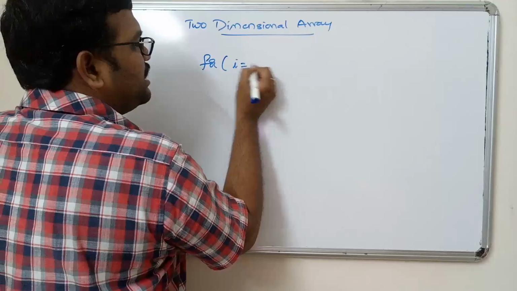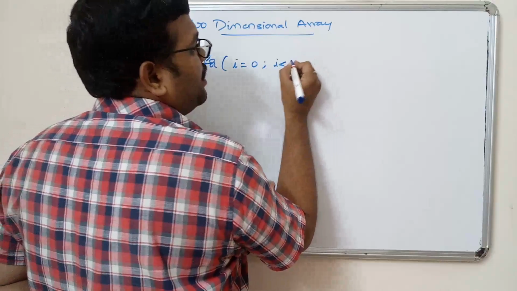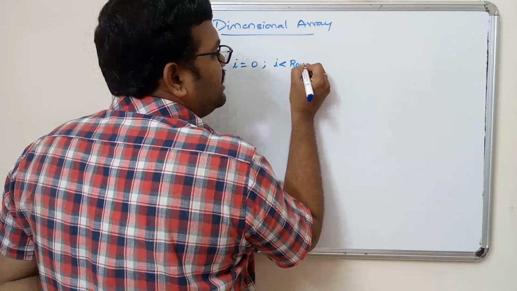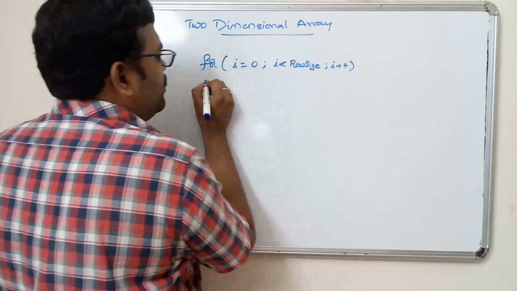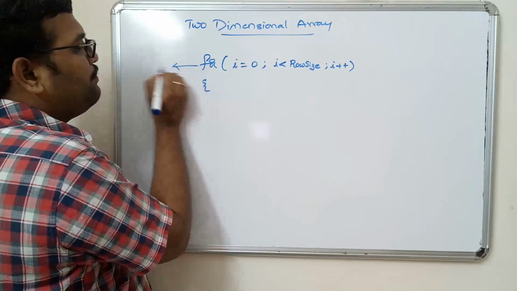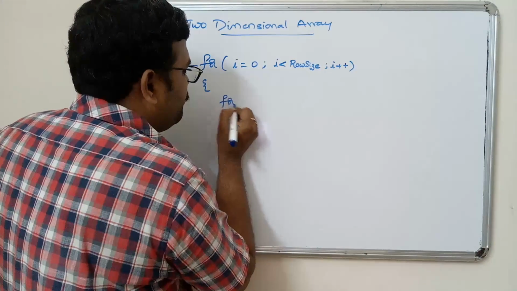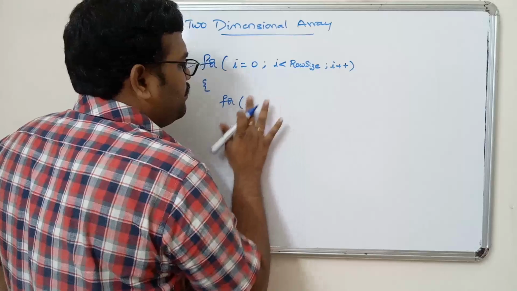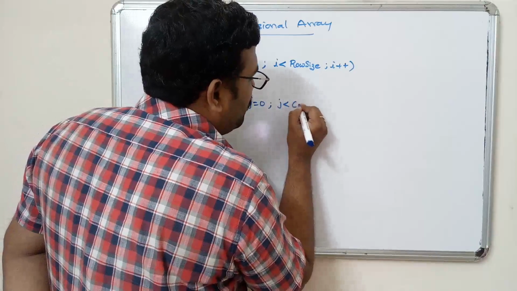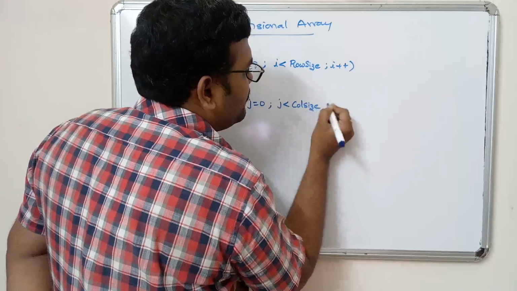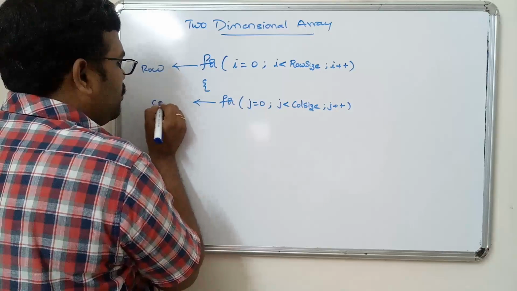for i is equal to 0, i less than row size, i plus plus. So this statement is for row. Next, for j is equal to 0, j less than column size, j plus plus. So this statement is for column.